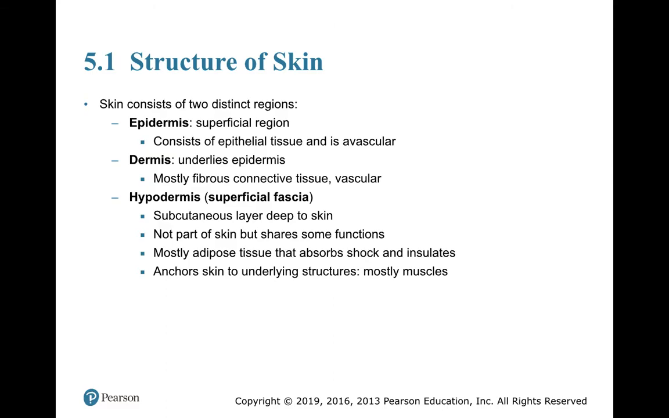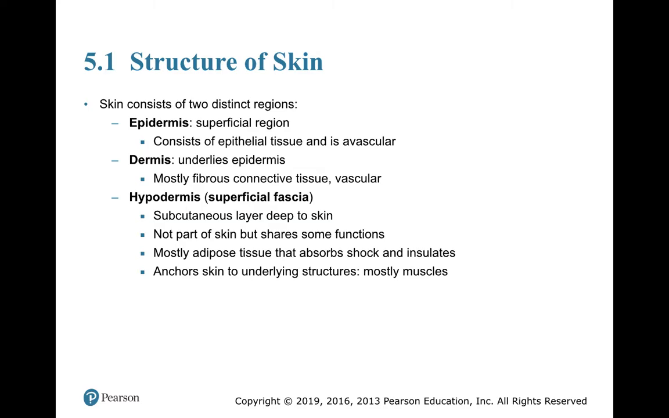The skin is made up of two distinct regions, the epidermis and the dermis. The epidermis is that outermost region, the superficial region. It's epithelial tissue, it's avascular, there are no blood vessels in it. Below that is the dermis, which is mostly fibrous connective tissue. That does have a good blood supply, and the nutrients in that blood have to make their way to the lower regions of the epidermis to help the epidermis survive.